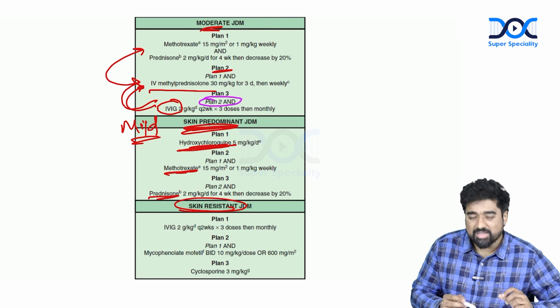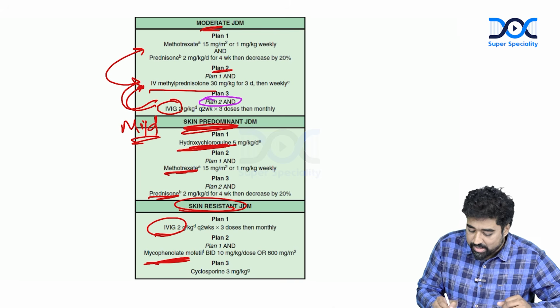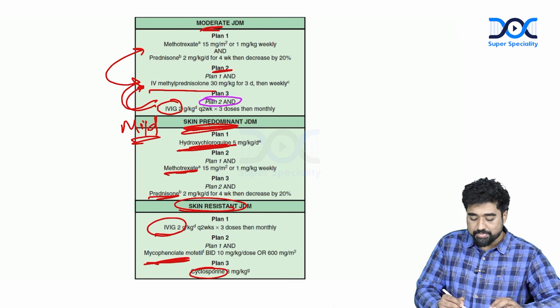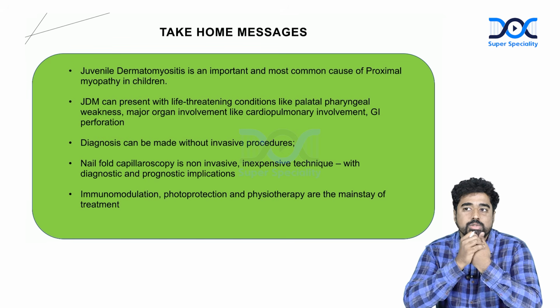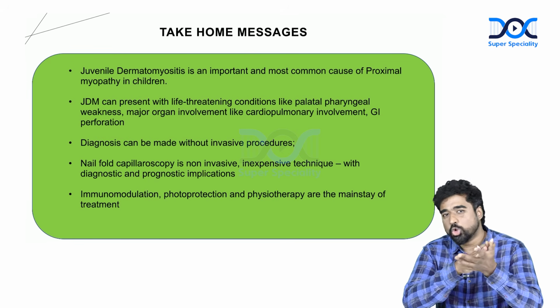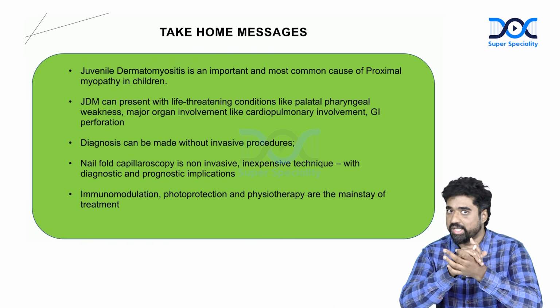Skin resistant disease, again, is something of a severe phenotype. Then you will start with IVIG, consider MMF, cyclophosphamide, cyclosporin, etc. in your line of management as well. So take home messages: I don't think the questions should spill over apart from your clinical manifestations, your clinical vignettes.